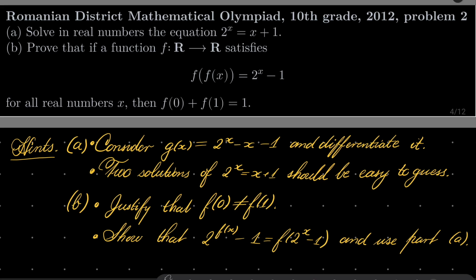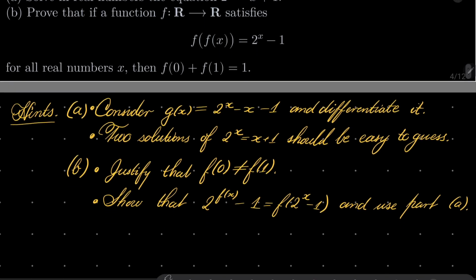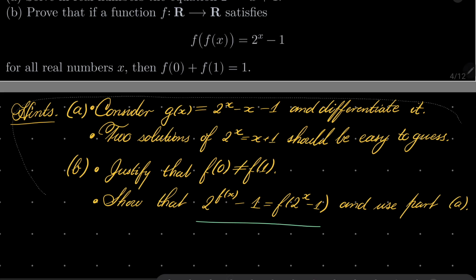For part A, standard procedure, consider this function g of x equals 2 to the power of x minus x minus 1. Differentiate it to find on which intervals this function is increasing, decreasing, and so on. And also, two solutions of this equation can be guessed easily. For part B, first, justify that f of 0 cannot be f of 1, and then show the following functional equation: 2 to the power f of x minus 1 equals f of 2 to the power of x minus 1, and use the result of part A. So give this problem a try, and I will see you in just a minute.